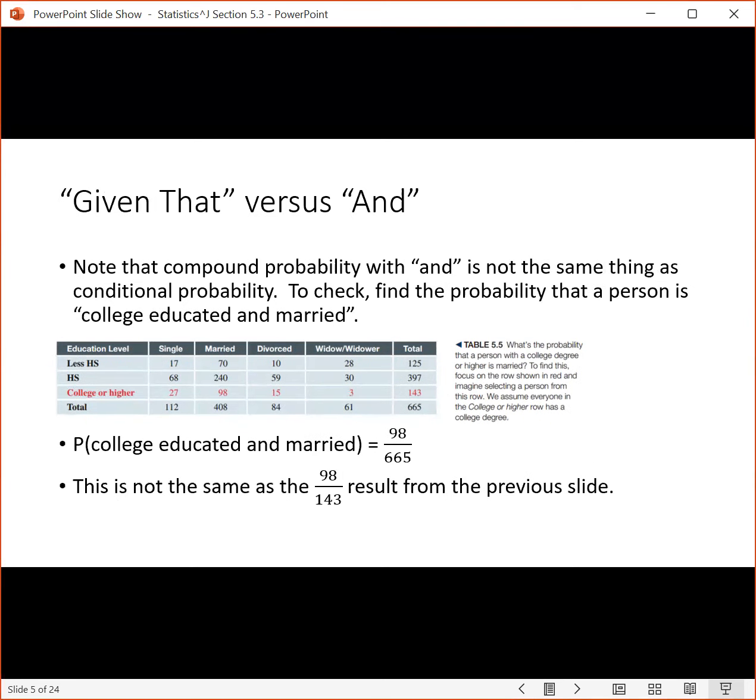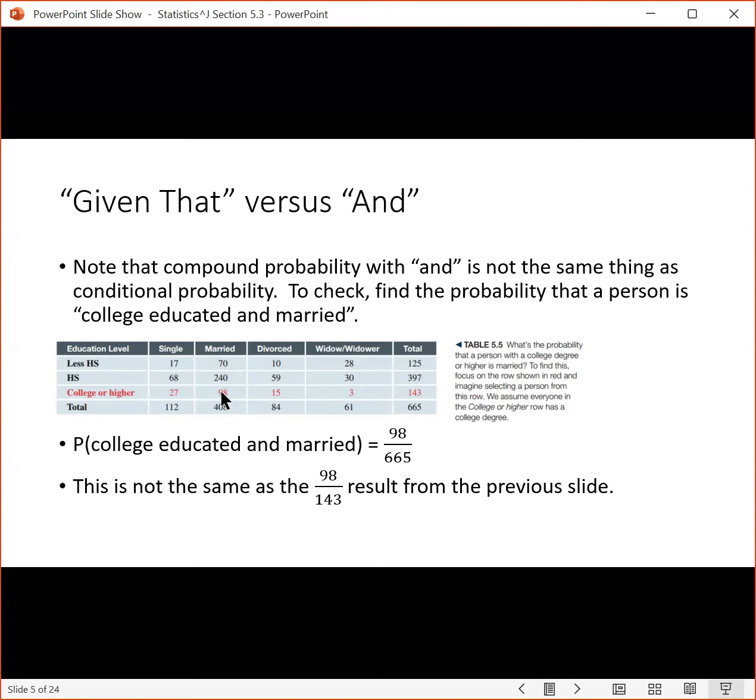Note that compound probability with and is not the same thing as conditional probability. All right, let's go through and check this because this is something that people frequently get confused on. They want to find the probability that a person is college educated and married, and they think that's the same. If we recall the way that we do that, we look for the place where these two overlap. So college educated and married, that's going to be the 98 here.